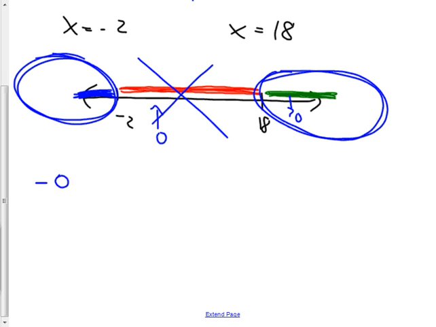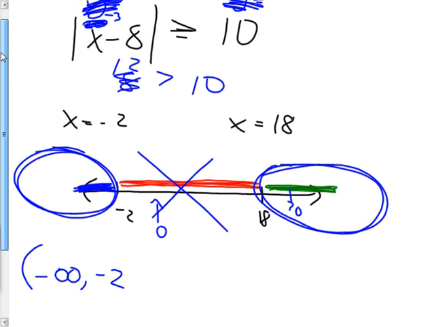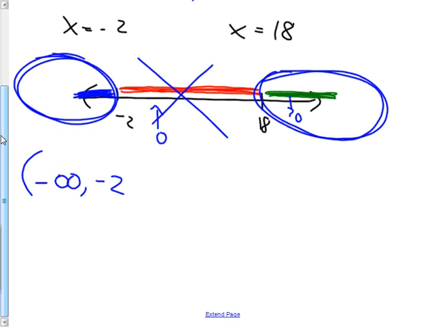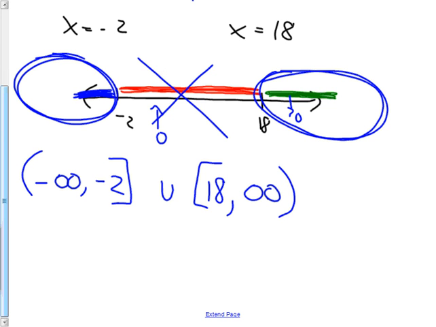So from -infinity to -2, parentheses, and let me see what kind of sign I used. I had a greater than or equal to, so then that means bracket. And then nothing works until I get to 18, to infinity. Oopsie, spell infinity, but infinity. And 18 works. Infinity you can never get to. There's my final answer.